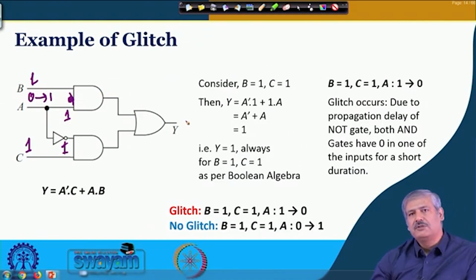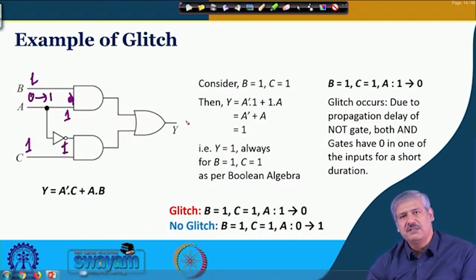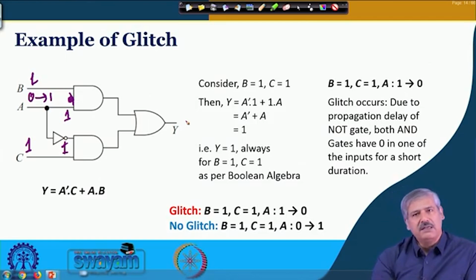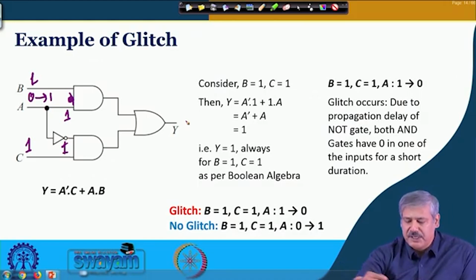So, that is what was talked about as the specific input combination, only then the glitch will occur. This circuit is having a hazard. This is not a hazard free circuit, because there is a potential glitch, but the glitch will occur only when a specific combination is presented.